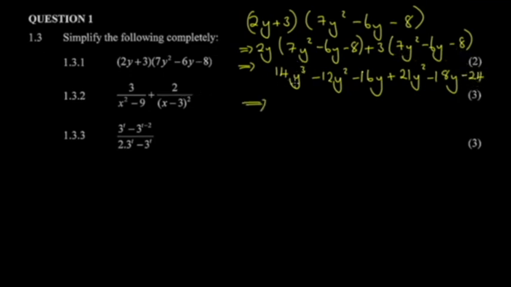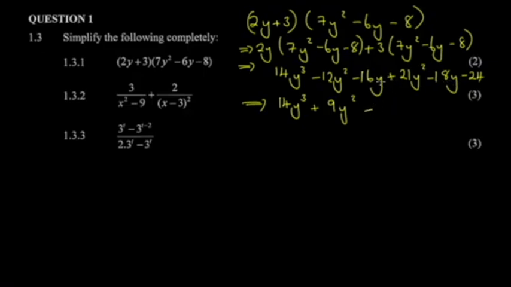We only have one entry for y cubed, so we get 14y cubed simply. But here you have 2 entries for y squared, so you get negative 12 plus 21. So you get 9, plus 9y squared. Negative 12 plus 21, you get plus 9. It's like 21 minus 12, you get 9. Then negative 16, negative 18, what do you get?